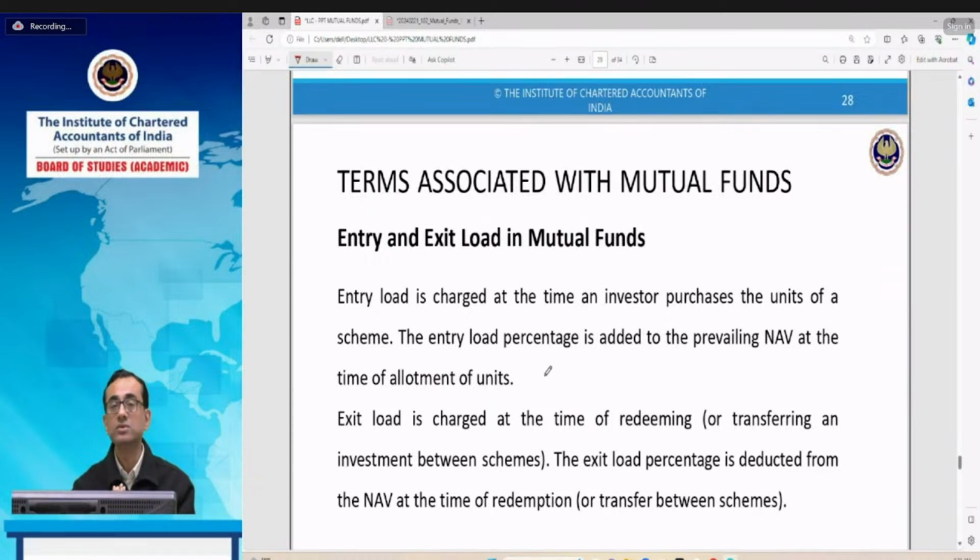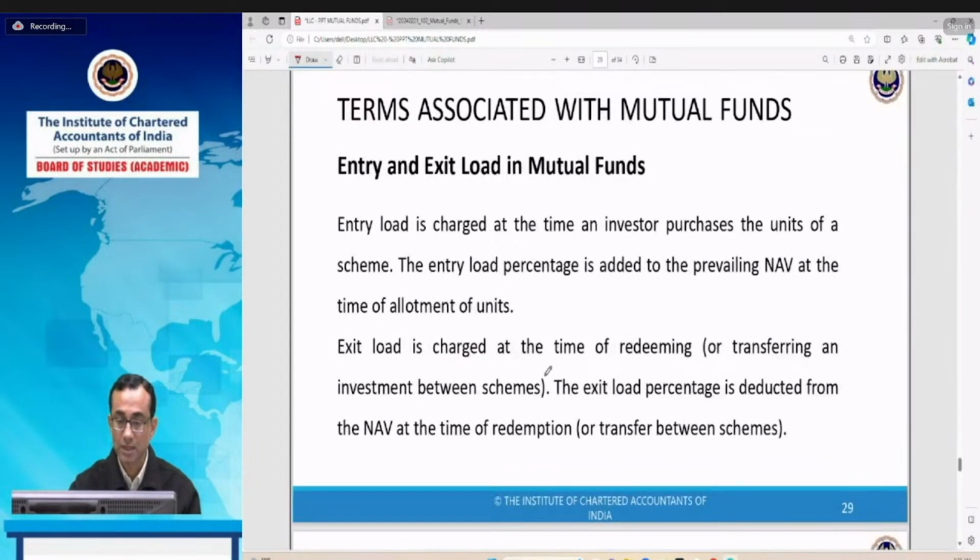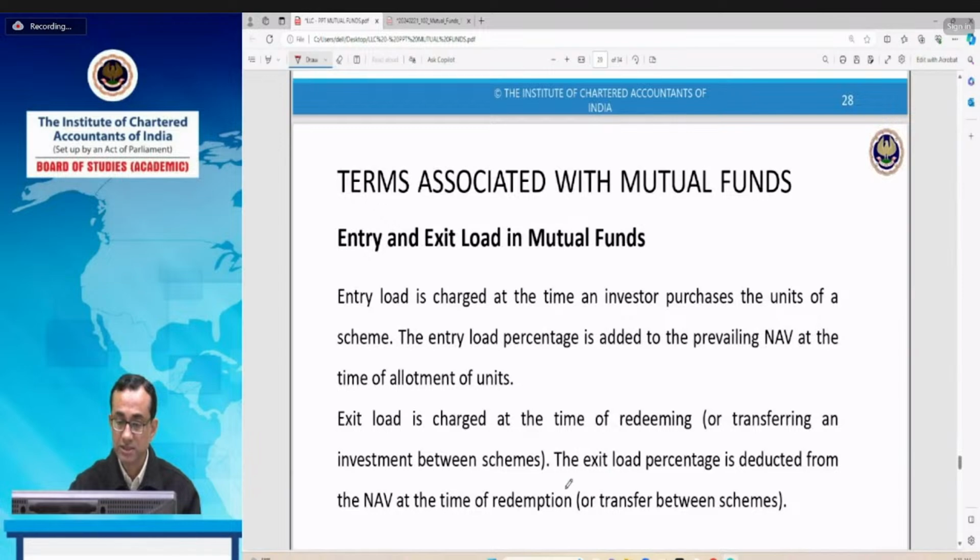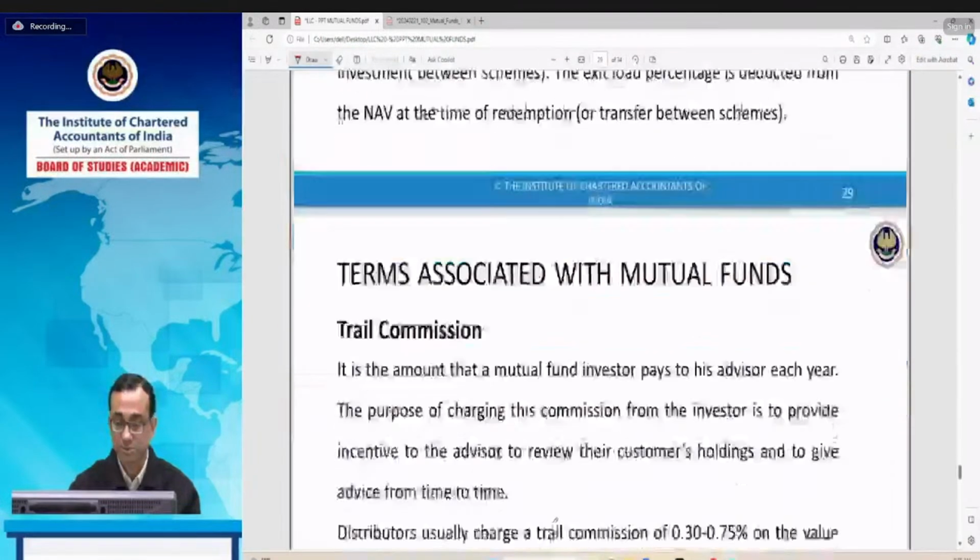Now, entry load has actually been removed by SEBI. There are no entry charges by the mutual fund managers, but exit load is sometimes charged. If, for example, a particular investor is going out of the scheme before a particular period, then exit load or exit charges are levied in addition to the expense ratio. An exit load is basically deducted from the NAV at the time of redemption.